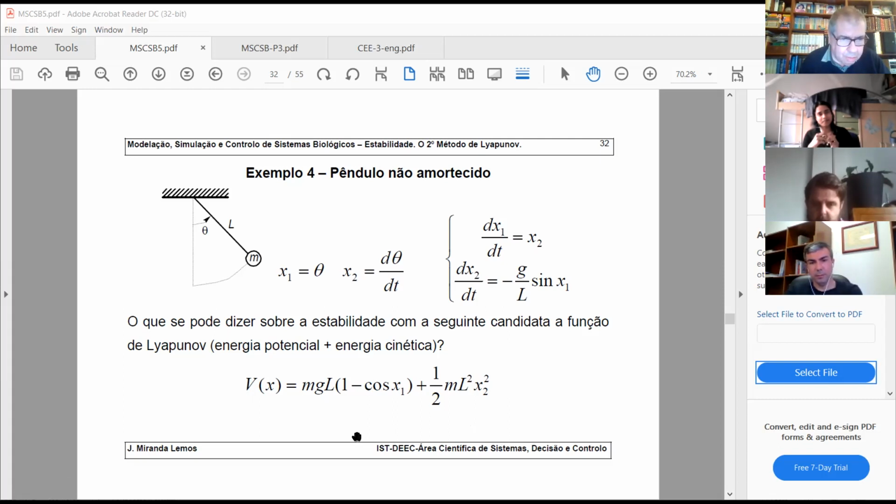So try to compute the derivative of V with respect to time. What you have to compute is the partial derivative of V with respect to x1 times x1 dot, plus the partial derivative of V with respect to x2 times x2 dot. So try to compute this derivative and simplify the expression to see what happens. When you get the result, raise your hand, please.